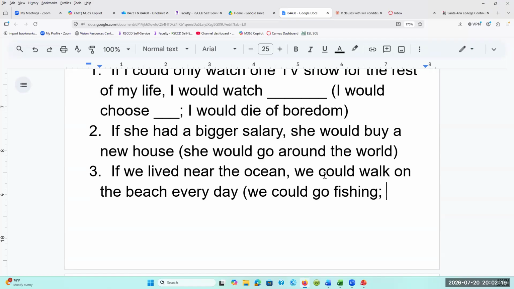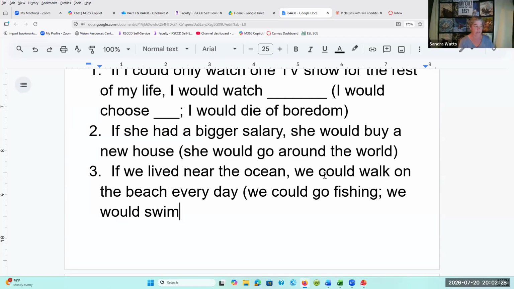Yes. You could see the sunshine. There you go. You'd have good weather. We would have good weather. So there's lots of things you can do with these.